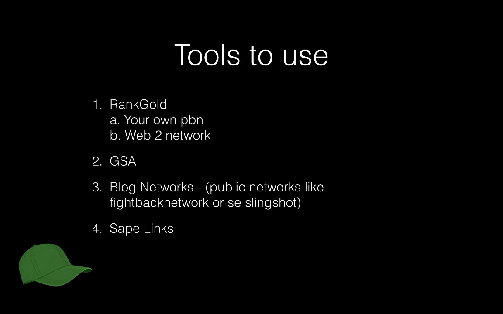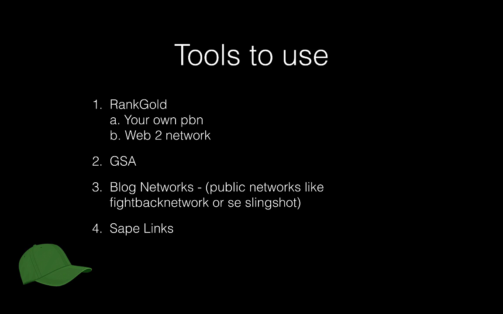Tools to use, I discussed in the previous module. Rank Gold, you may have heard me talk about that before. This was a tool that I built for myself, and basically this allows you to post to your own private blog network, as well as there's a built-in Web 2.0 network that you can post to as well. These links in the Web 2.0 network are getting indexed super, super fast. I'm not even using an indexing service, and they're typically getting indexed within 24 to 48 hours.